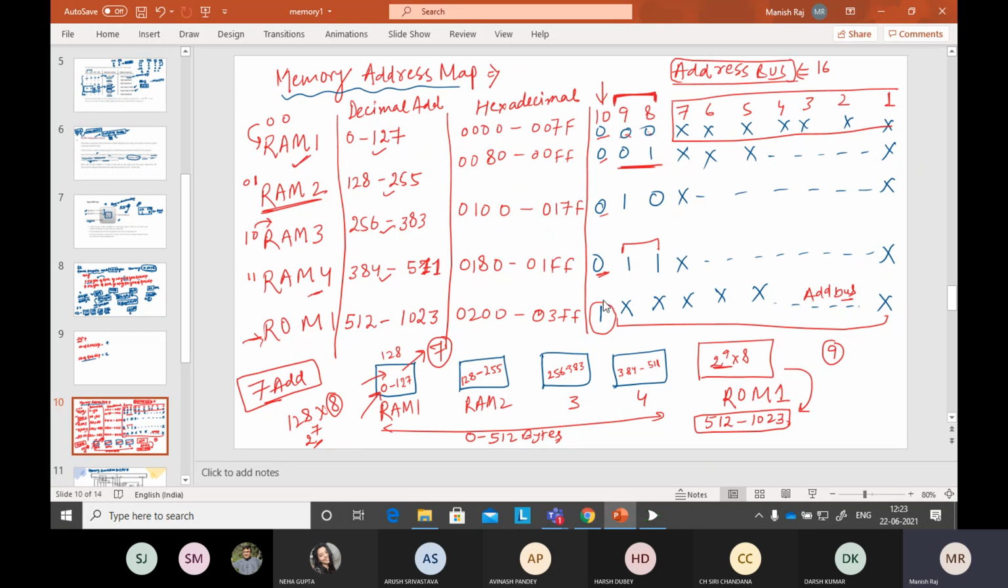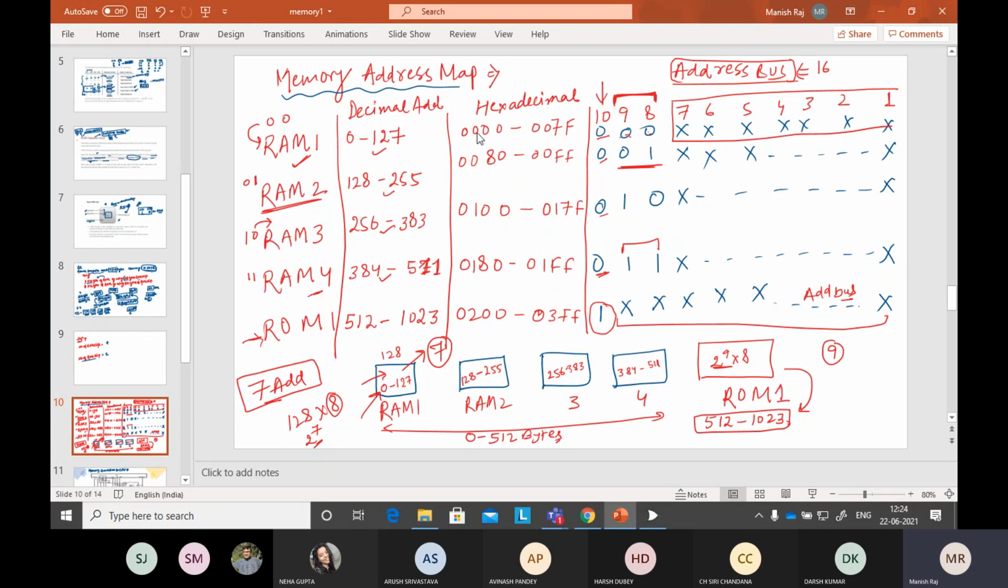If you are using the ROM, then you will first make this bit 1, and after that you will send some addresses here. So you can use these bits here. By doing this, you can select the ROM and RAM by using different types of bits. So 7 bits we are using for the address, the 8th and 9th bits are used for selecting the chip, and the 10th bit is 0 because you are selecting the RAM, and the 9 bits you will use for the address here, and the 10th bit will be used for the ROM.